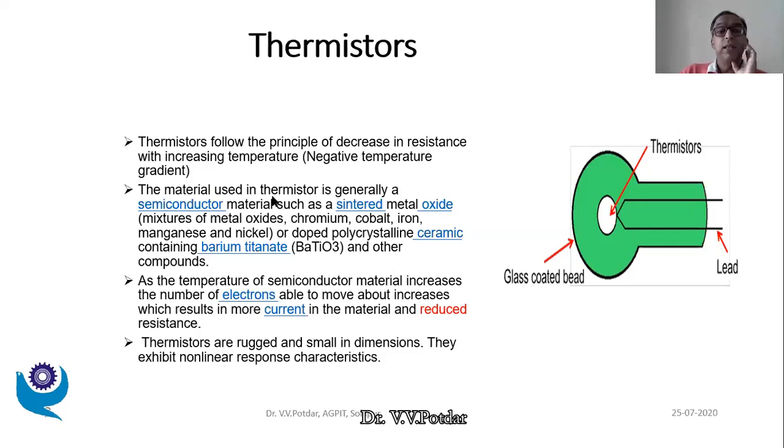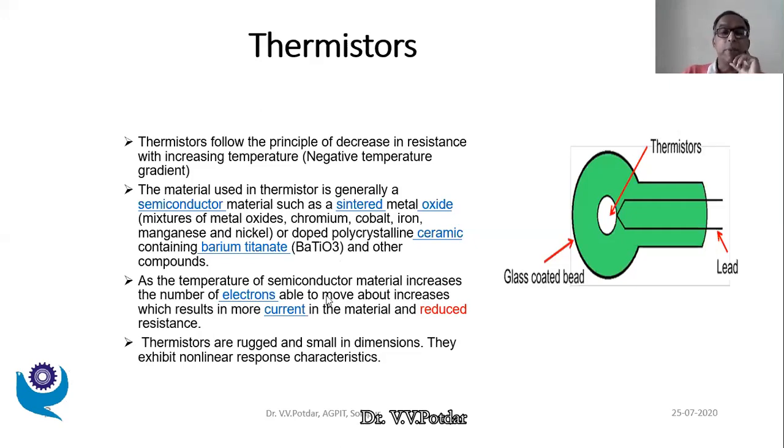Now the material used in a thermistor is generally a semiconductor material such as sintered metal oxide. These are mixtures of metal oxides such as chromium, cobalt, iron, manganese, and nickel, or doped polycrystalline ceramic containing barium titanate, BaTiO3, and other compounds. So these are the semiconductor compounds used as thermistor materials.